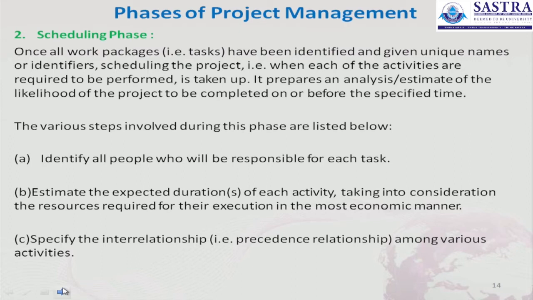The first point is, identify all people who will be responsible for each task, and the second point is, estimate the expected duration of each activity, taking into consideration the resources required for execution in the most economic manner. And the third point, specify the interrelationship, that is, the precedence relationship among various activities.